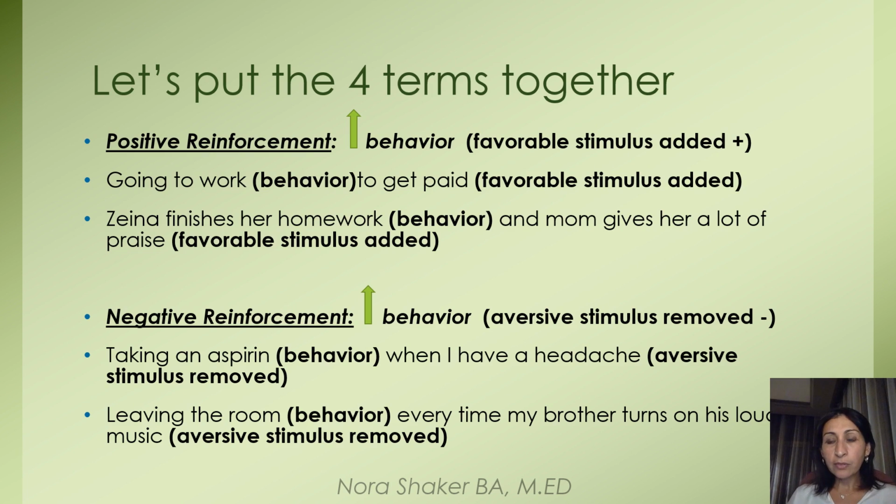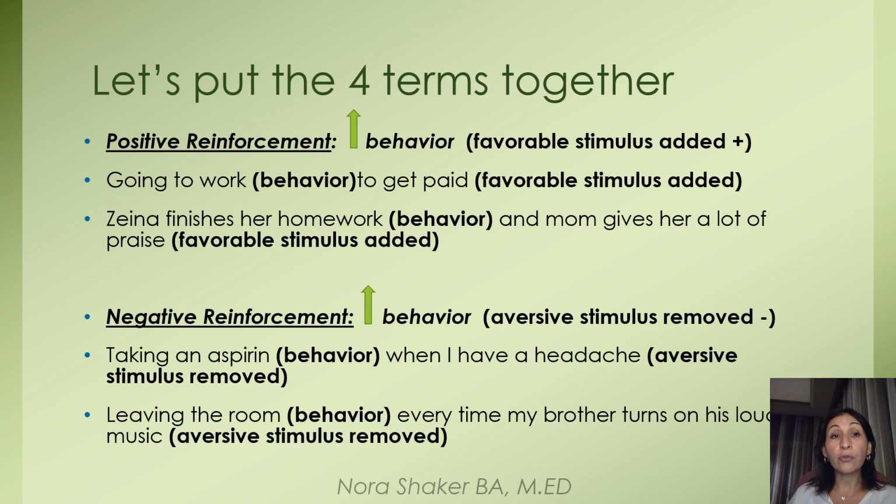Here are some examples for us so we can understand this further. Okay, remember, we have 4 terms. We have reinforcement, which means increasing the probability of that behavior happening in the future. We have punishment, decreasing the probability of the behavior happening in the future. Positive means adding a stimulus to the environment, while negative means removing something from the environment.